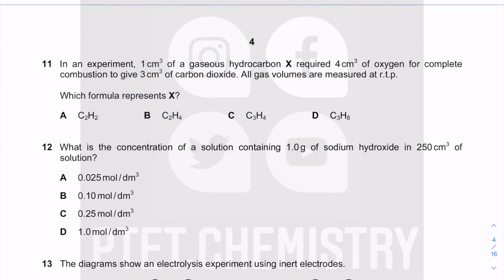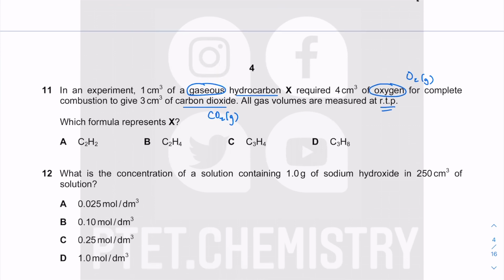Question 11. So this is a hydrocarbon, a compound containing carbon and hydrogen atoms only. This is to do with gases reacting with O2 gas. So gas reacting with gas, giving you another gas, which is all gases. They are all gases at room temperature and pressure, at 25 degrees Celsius. So you've got to think about X. So 1 of X reacts with oxygen to give you CO2.